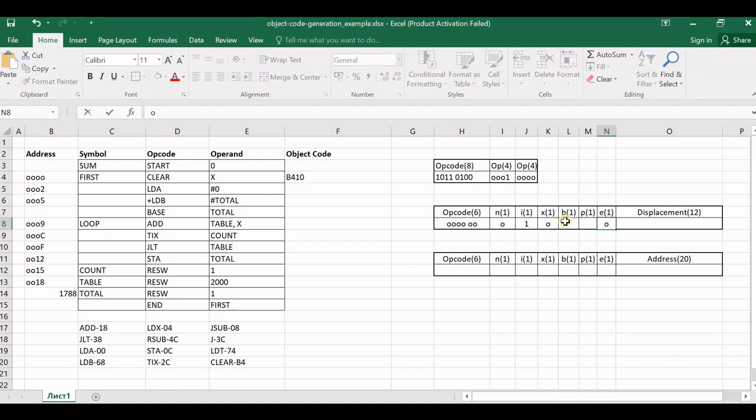Now for the immediate addressing mode instructions, you need not calculate the base value or the PC value. That is, you need not calculate the displacement by using the PC value or the base value, but the value itself becomes the displacement. The value that is mentioned as part of the instruction becomes the displacement value. So if you see this instruction LDA #0, 0 is the operand value. 0 is a constant. This 0 itself becomes the 12-bit displacement in case of immediate addressing mode. So represent this 0 in 12 bits.